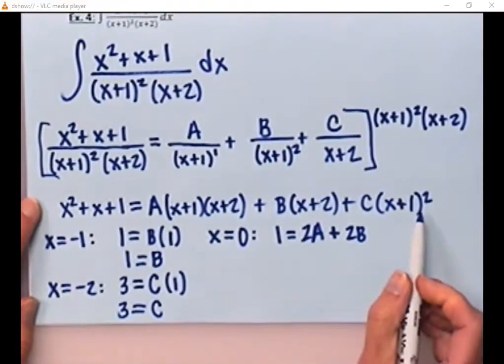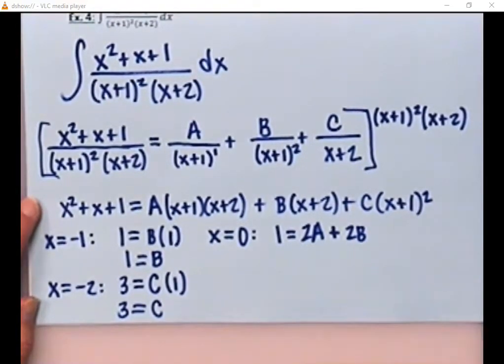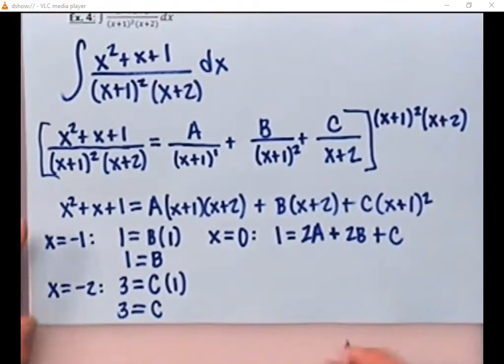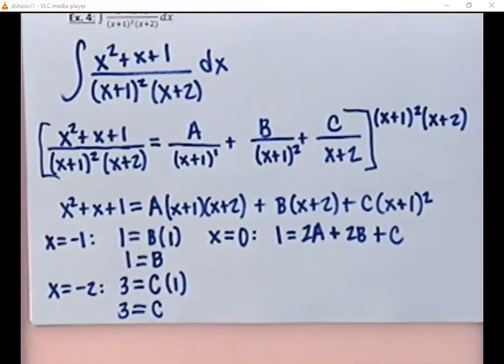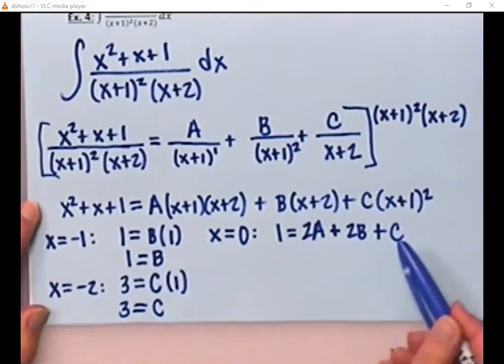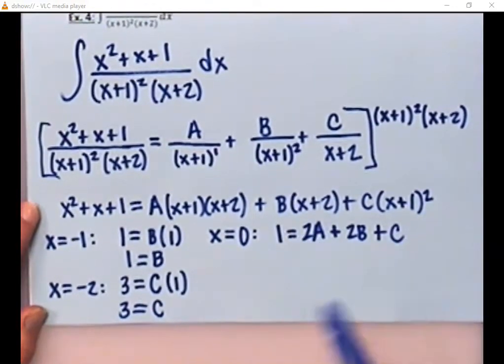And how many c's? C times 1 is c. So I don't get any of them to cancel out. I get 2a plus 2b plus c. But can I still figure it out? Sure, because what two values do I know now? B and C. So I can plug in B and C and then solve that for A.